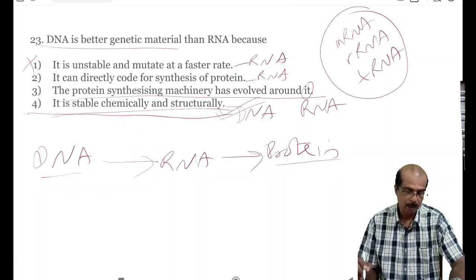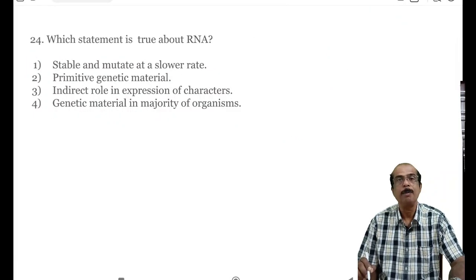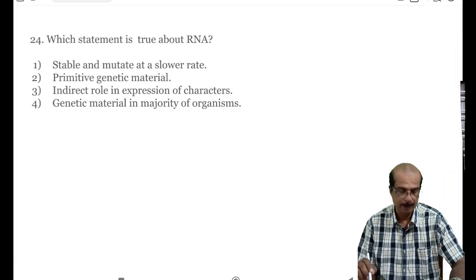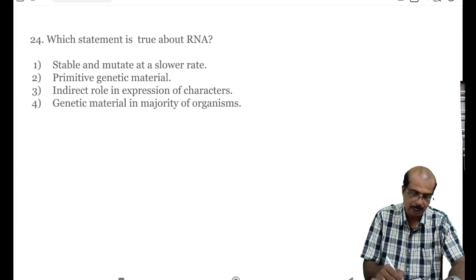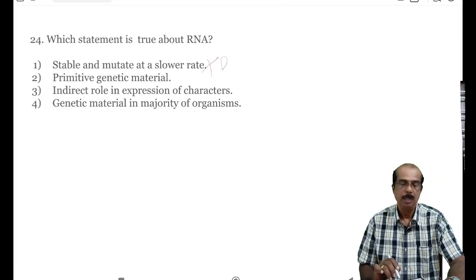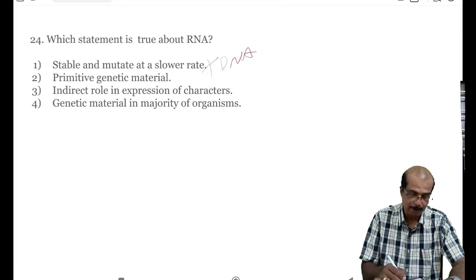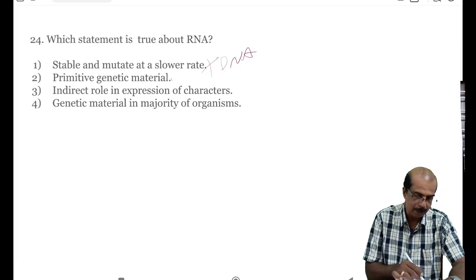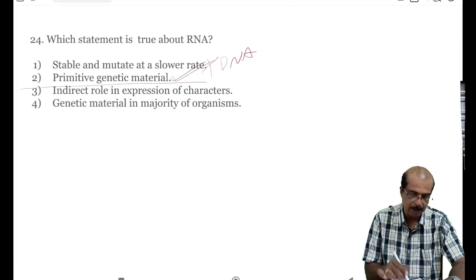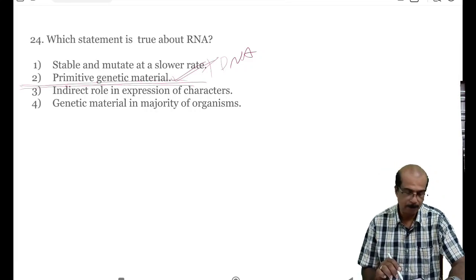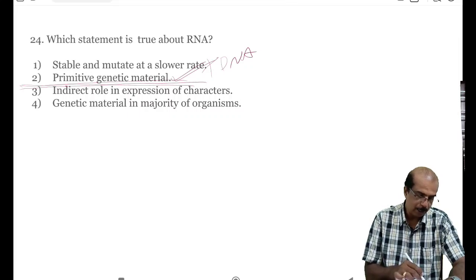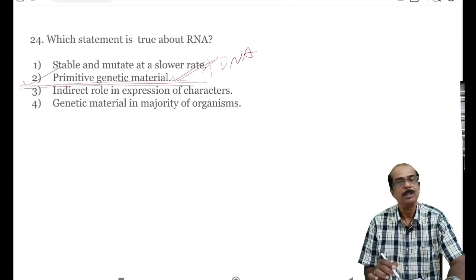Moving to next one, 24th one. Which statement is true about RNA? You have to select a correct statement regarding RNA. Stable and mutate at a slower rate. No, this is not the answer. It is a character of DNA. Primitive genetic material. We consider RNA as primitive genetic material, and we have studied about the RNA world also. So the second option will be the correct answer to this question.